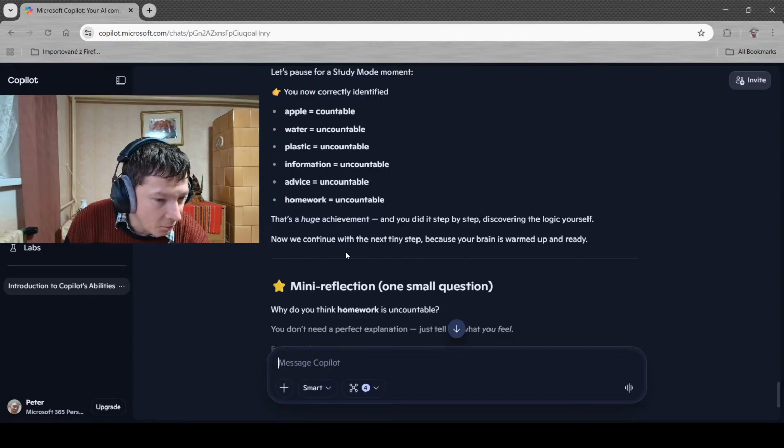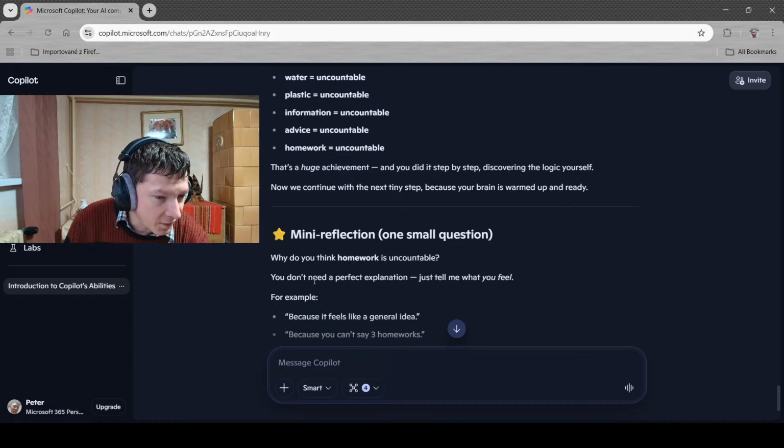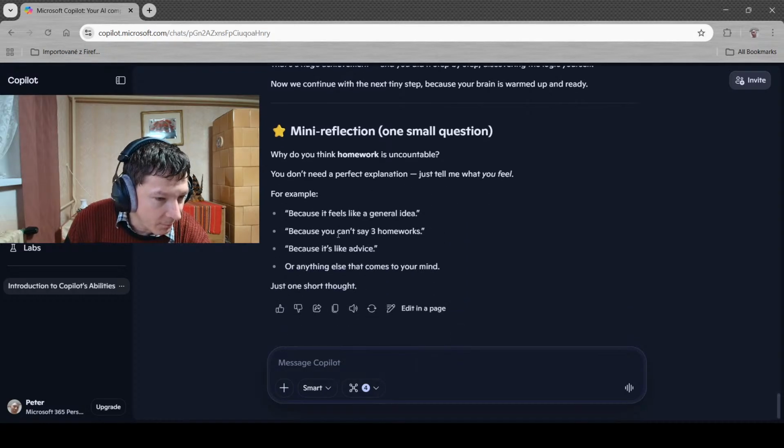Now we continue with the next tiny step because your brain is warmed up and ready. Mini reflection, one small question. Why do you think homework is uncountable? You don't need a perfect explanation, just tell me what you feel. For example, because it feels like a general idea, because you can't say three homeworks, because it's like advice, or anything else that comes to your mind. Just one short thought.